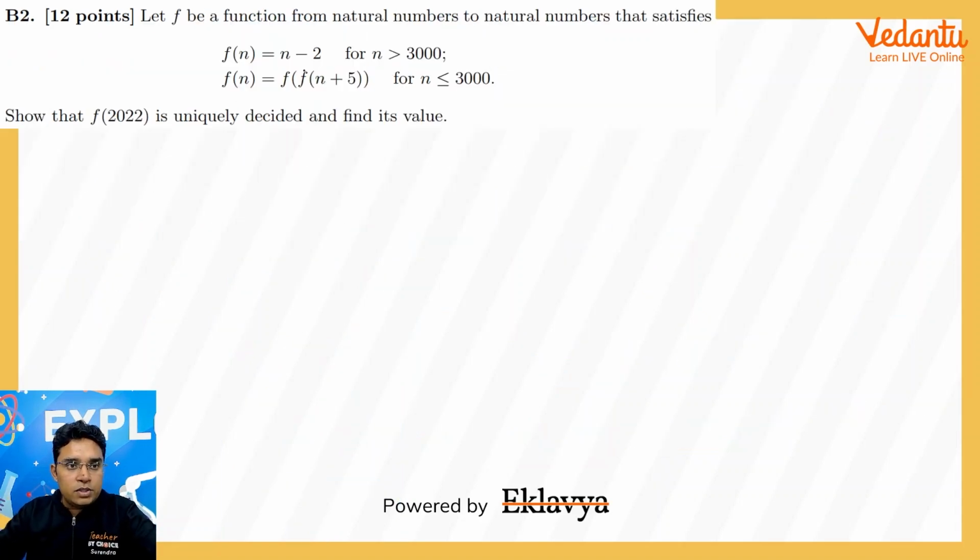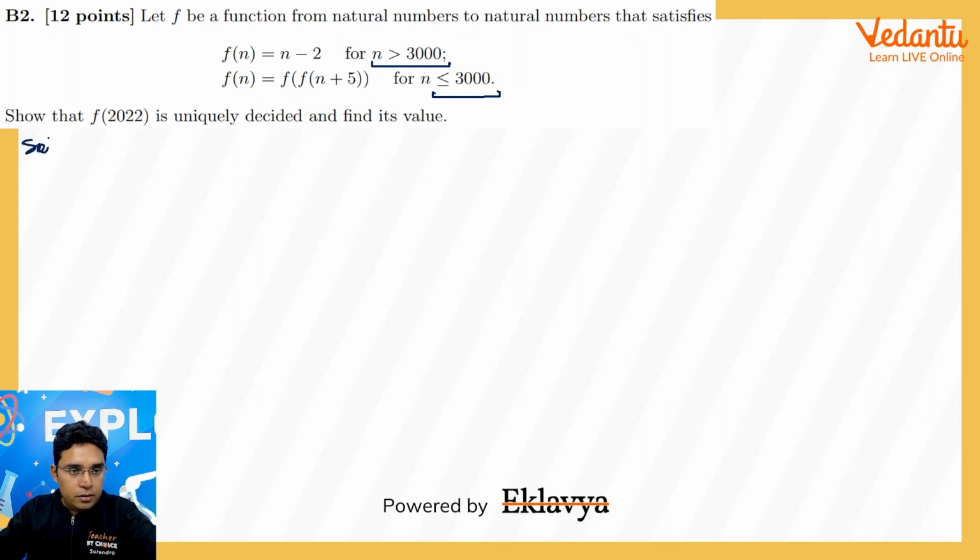Now coming to question number 2, we are given a function f from natural numbers to natural numbers that satisfies f(n) is equal to n minus 2, and f(n) is also equal to f(n plus 5) for n less than 3000. Earlier one was for n greater than 3000. Okay, now we have to prove that f(2022) is uniquely decided, and we have to find its value.